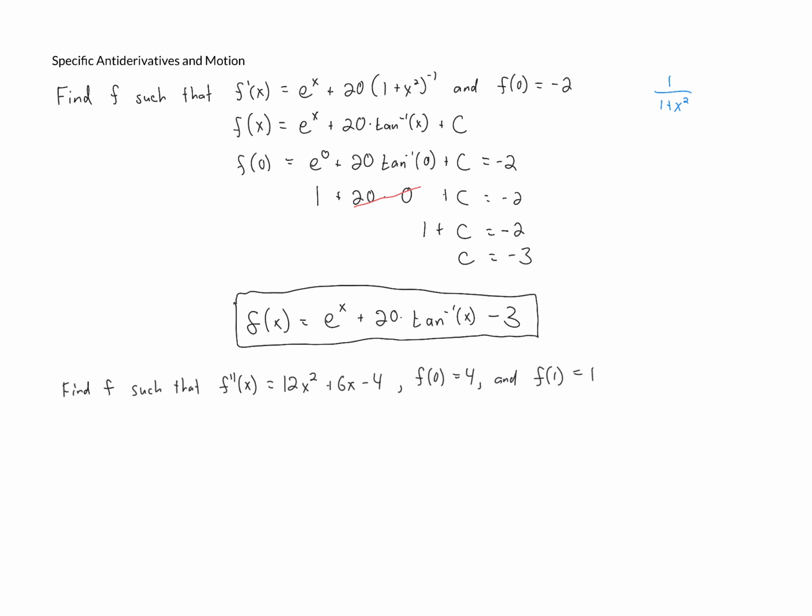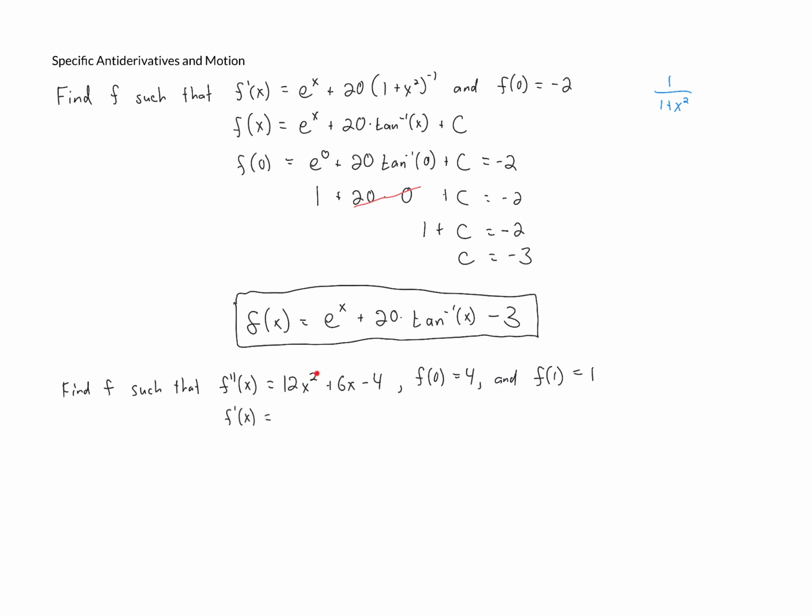So we're going to have to antidifferentiate twice, but we also have two extra pieces of information. And those are going to help us figure out the values of the two constants that we get when we go through the process of antidifferentiating. So we're going to first start by antidifferentiating once, and that's going to give us f prime of x.